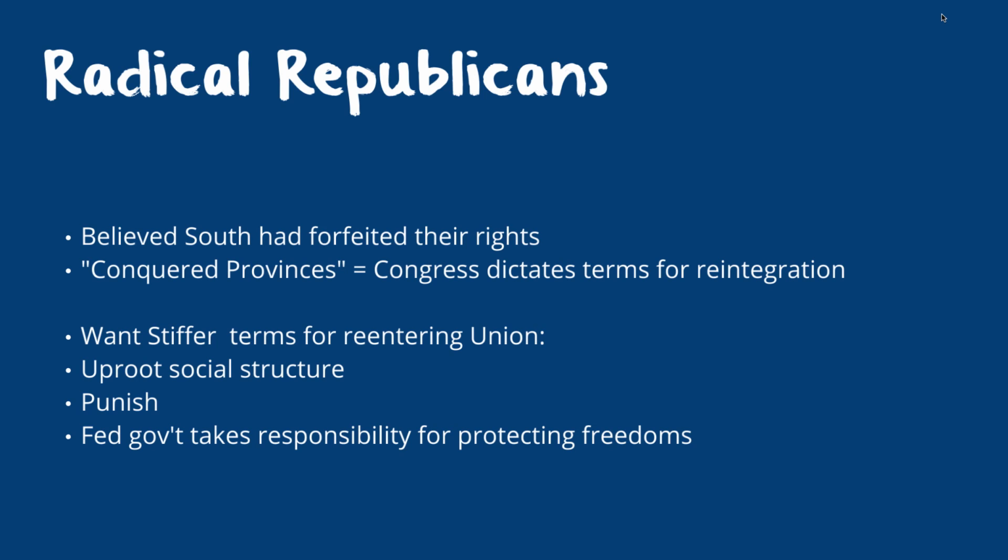So what do radical Republicans want moving forward? They want stiffer terms for these southern states to re-enter the Union. They want to completely uproot the social structure in the South. They want to punish those that took up arms against the Union. And they want the federal government to take responsibility for protecting those freedoms.